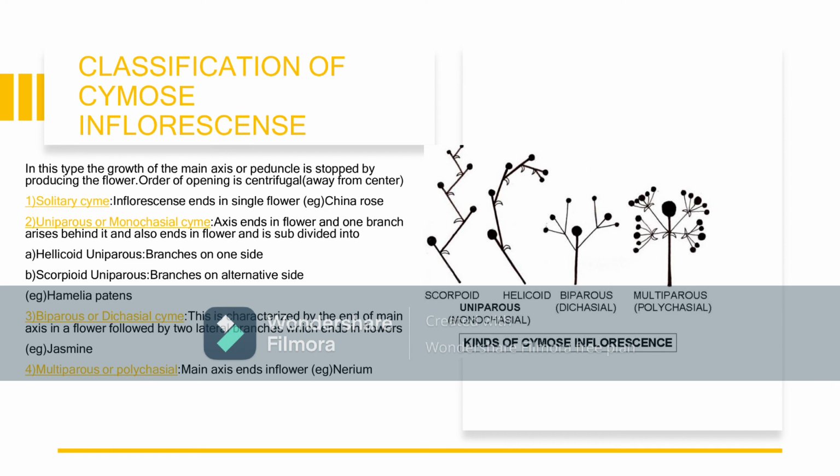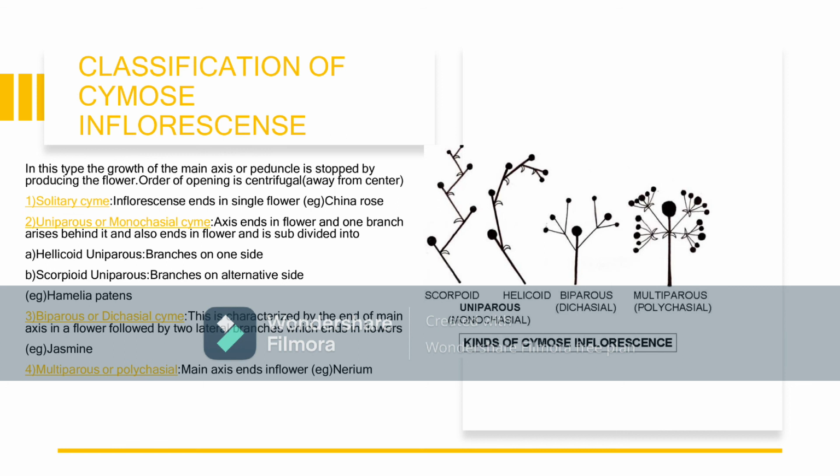Following are the types. Solitary cyme: here the inflorescence ends in a single flower. Example: China rose. Uniparous or monochasial cyme: the axis ends in a flower and one branch rises behind it and also ends in a flower. It's further subdivided into helicoid uniparous, in which branches are on one side, and scorpioid uniparous, in which branches are on alternate sides. Biparous or dichasial cyme: this is characterized by the end of the main axis in a flower followed by two lateral branches which end in flowers.